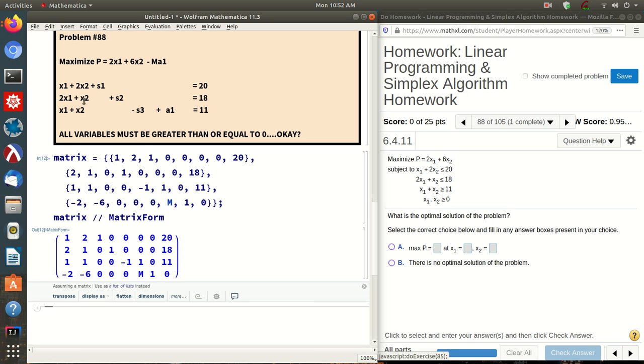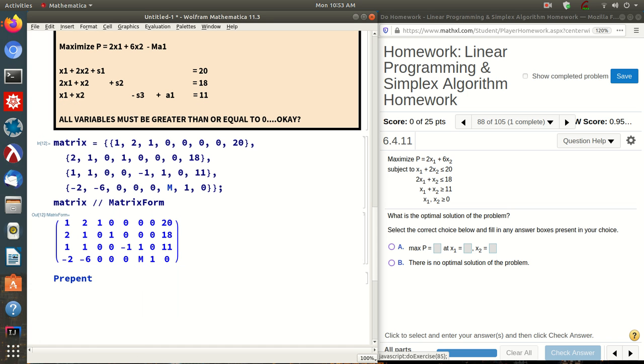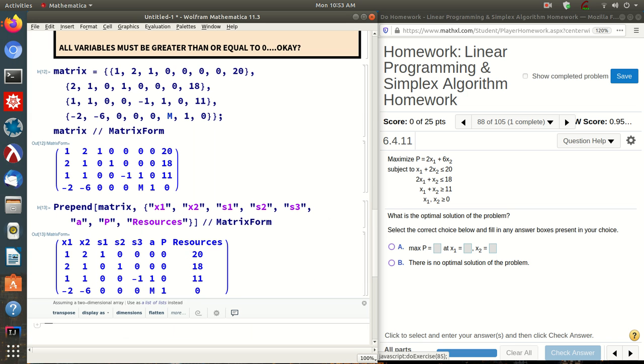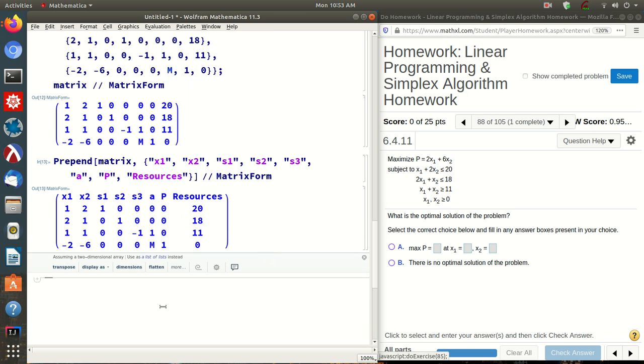So let me just make sure this looks okay. So we have x1, and the way to do that, actually, I could do this. Prepend matrix x1, x2, s1, s2, s3, a, p, resources. Okay, so this is the x1 column, x2 column, s1 column, s2 column, s3 column, the a column, the p column, the resources column. It looks good.